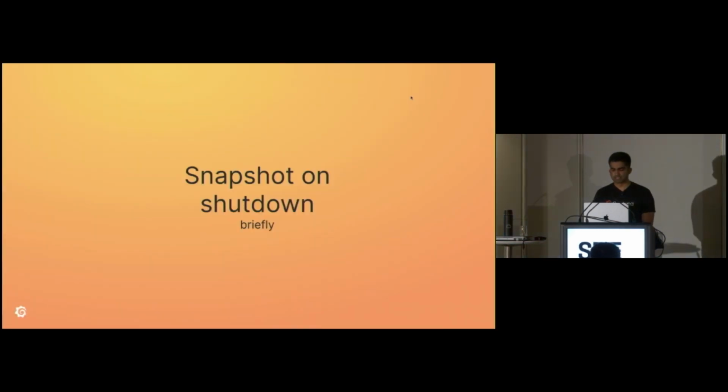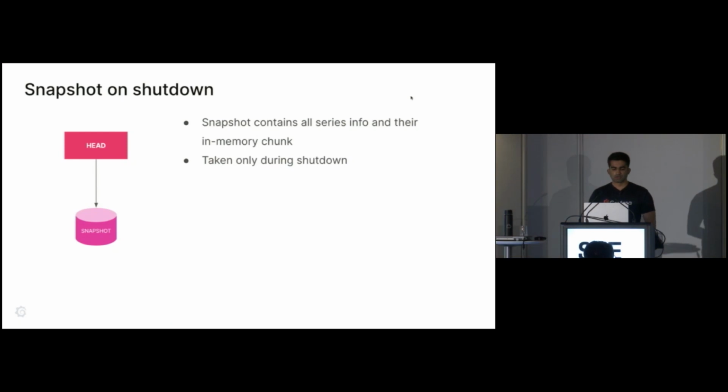Now this is the last thing. We'll briefly look at how snapshot on shutdown works. In this case, the snapshot is not a snapshot of the entire data. We just take a snapshot of the in-memory data. So basically the in-memory chunk that is in the head block and all the series labels. And we do it only during shutdown. The whole purpose of this is to make restarts faster.